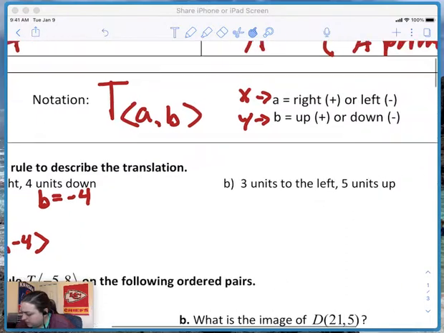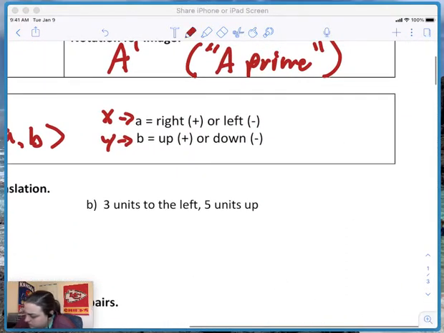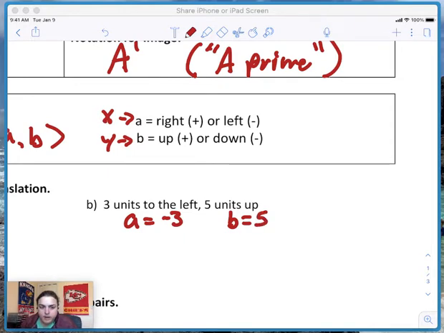Same thing for the next one, 3 units to the left. So since I'm going left, that means A is going to be negative 3. And 5 units up, B is going to be positive 5. So I'm going to write this as capital T, negative 3, comma 5.